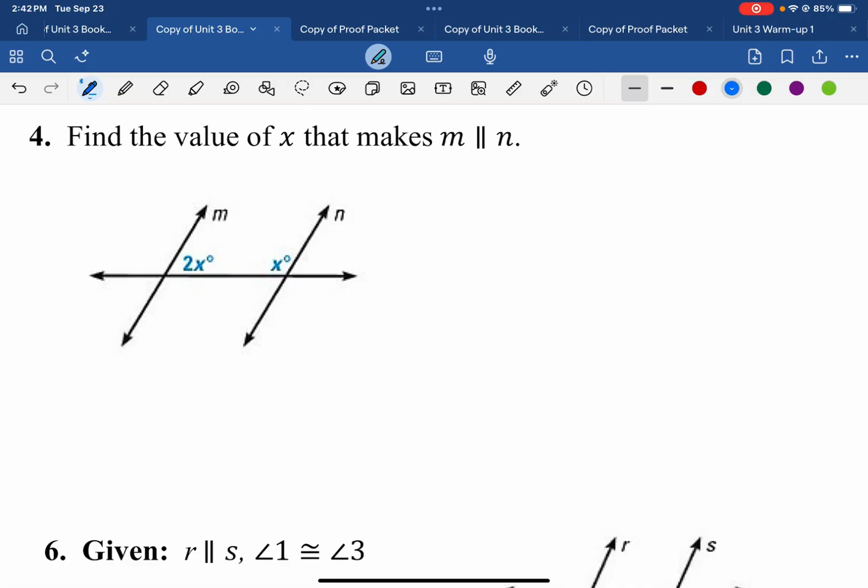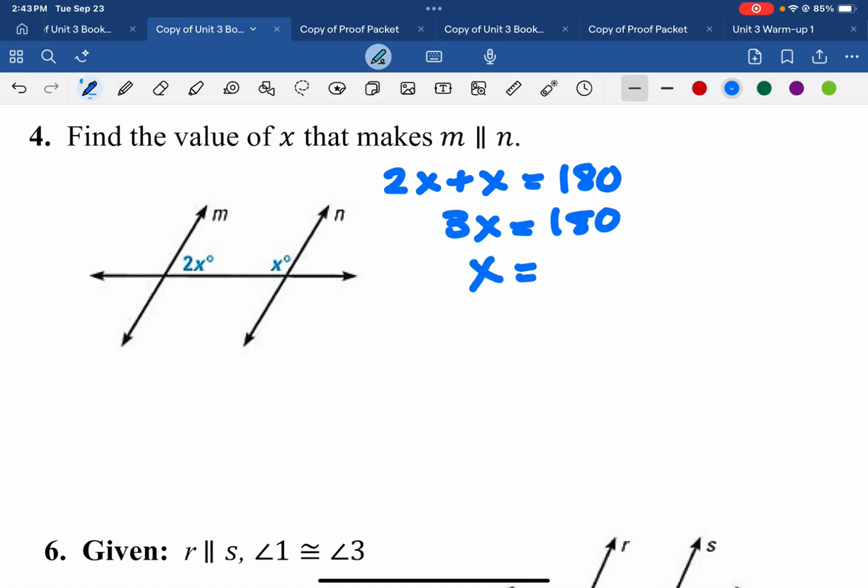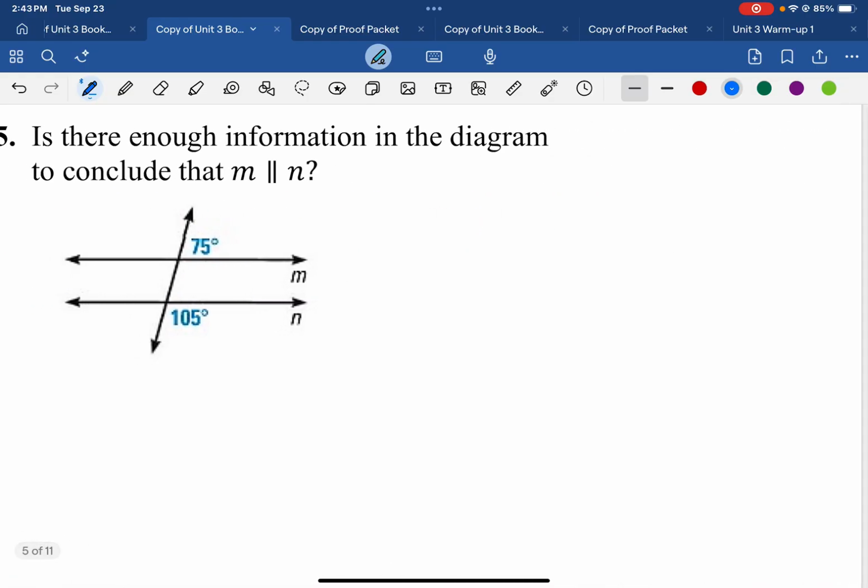Okay, so take a look at this one. Again, find the value of x that makes M parallel to N. So look at our two given angles. Same side of the transversal, and they're both in between the lines. So they are consecutive interior. And it says if consecutive interior angles are supplementary, then the lines will be parallel. So that means they have to add to 180. So that gives us 3x equals 180 and x equals 60. Not too bad. All right, one more.